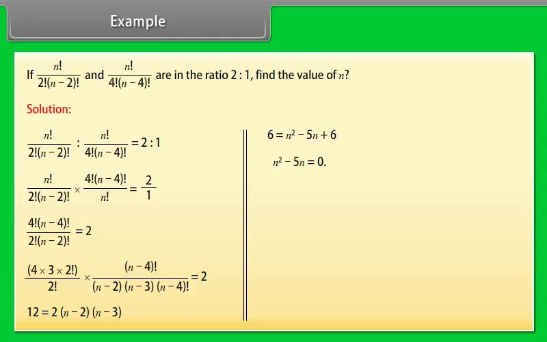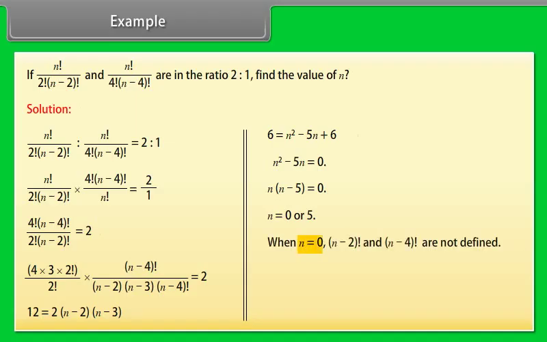6 is equal to n square minus 5n plus 6. n square minus 5n is equal to 0. n into n minus 5 is equal to 0. n is equal to 0 or 5. When n is equal to 0, n minus 2 factorial and n minus 4 factorial are not defined. Rejecting n is equal to 0, we have n is equal to 5.